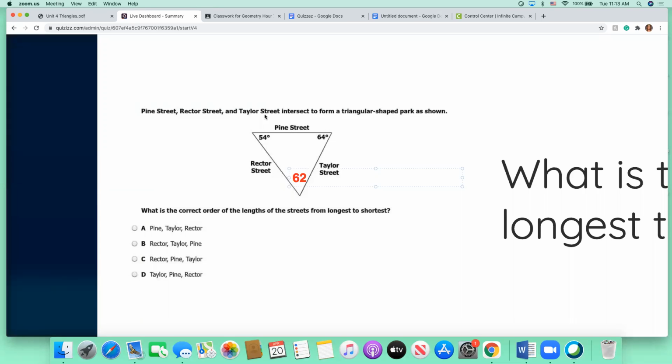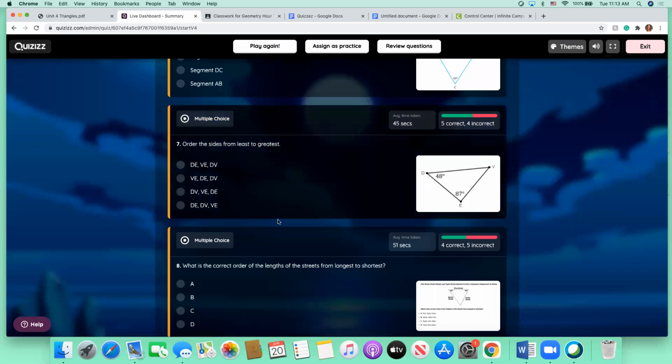Okay. So that means longest to shortest. Our biggest number right here is Rector Street. Do you see that? So that means that our answers could be either this one or this one at this point. Then let's go to the next one. The next one across from the 62 is Pine, which means that it has to be this answer by process of elimination because it's the only one that has the first two in order. If you look further, you notice that 54 is across from Taylor Street, which means it's the smallest, so that would be the correct way. It's the same thing, they just named the streets instead of having numbers on them.